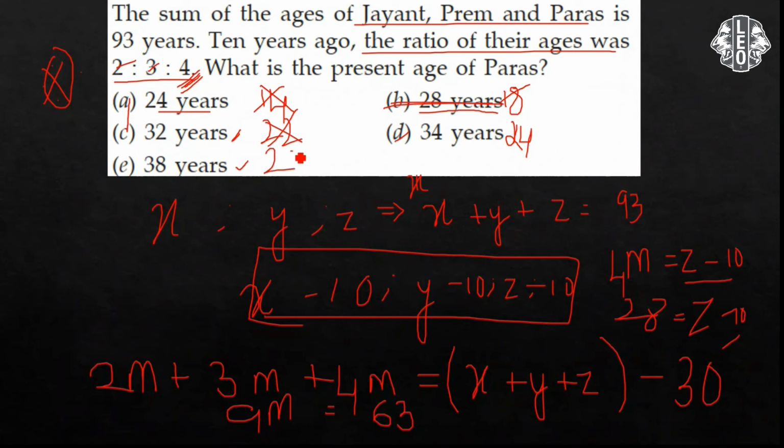Okay, and this is 28. So like this, it could work, like applying the options properly.